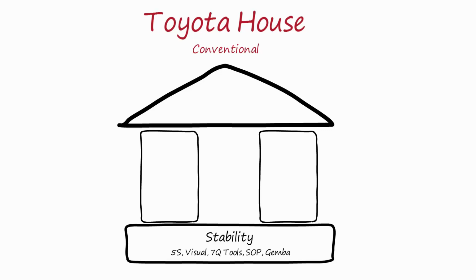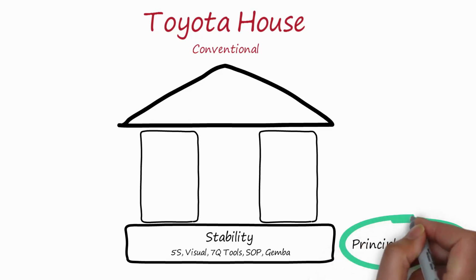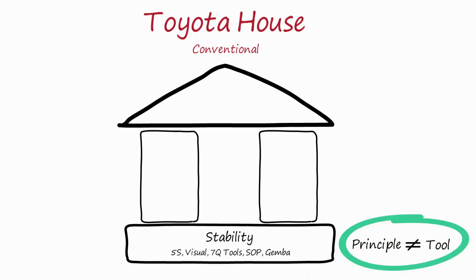I take this opportunity now to highlight the difference between principles and tools. In the basis of the conventional Toyota House, the principle is stability, which can be achieved with the tools I have listed. It is very important not to confuse the principle with the tool. The operating principle must be realized through the appropriate tools.